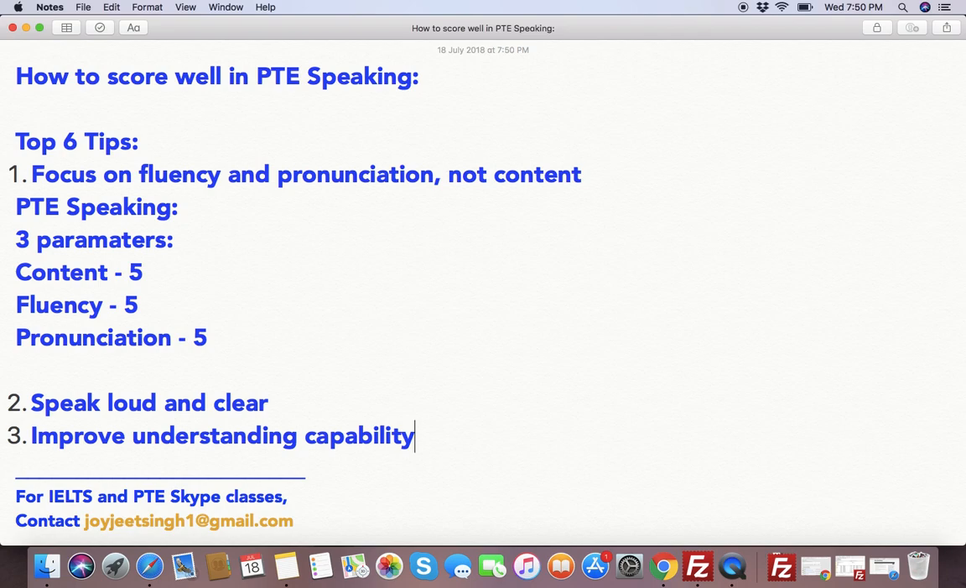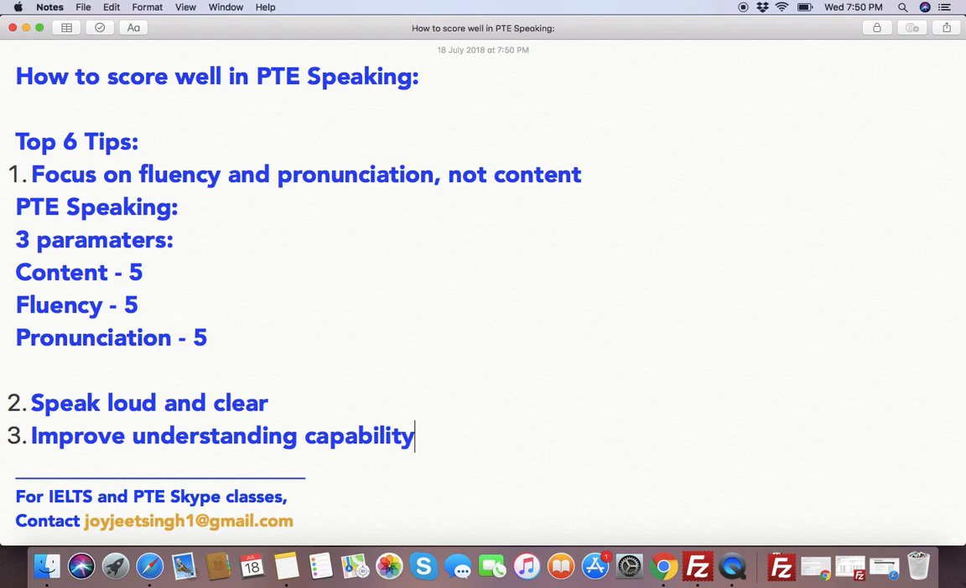This is something that specifically applies to repeat sentence, read a lecture, and answer short questions. In repeat sentence, as you know, you will be listening to a sentence and repeating it exactly. Read a lecture, you listen to a lecture and then you say it out loud in your own words. Answer short questions is when you listen to a question and then give your answer.